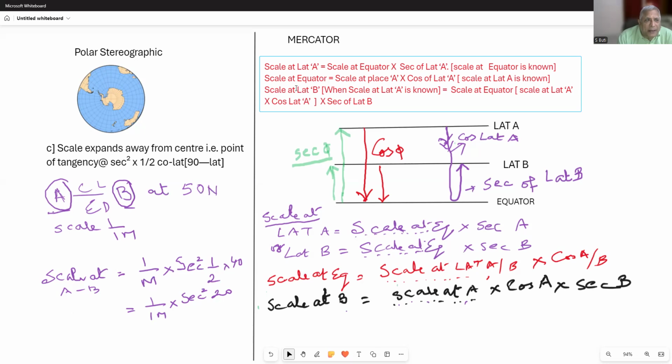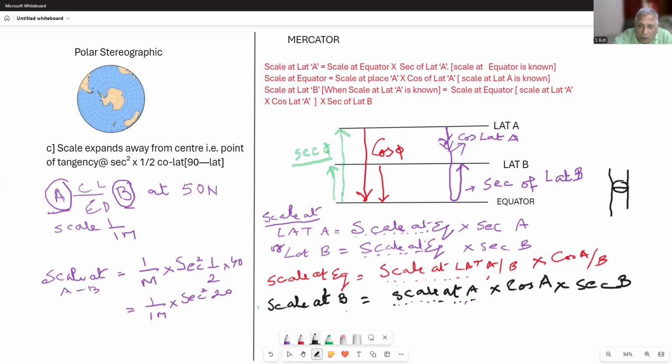In a Mercator projection, which is a cylindrical projection, the cylinder is touching the equator and the source of light is in the middle. Let me draw a small diagram for you. Let's say this is the Earth, and this is the cylindrical paper touching the equator. Source of light is in the center. This is one parallel of latitude, another parallel of latitude.